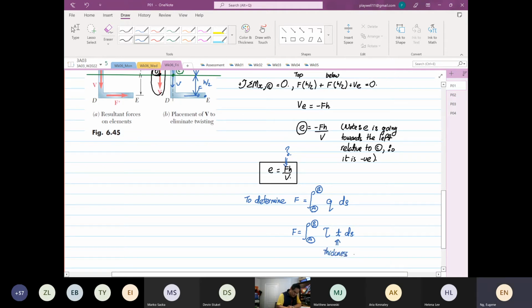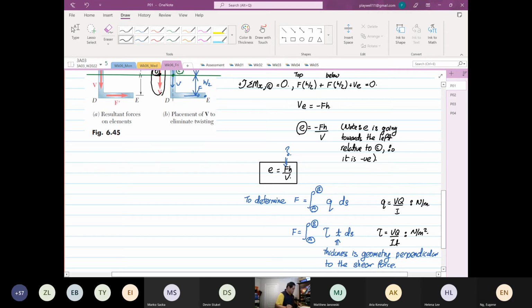Again, the thickness over here is the geometry perpendicular to the shear force. Okay, and just to quickly remind you that q is equal to VQ over I. The units over here are Newton per meter, whereas the shear stress is equal to VQ over It, and the units are Newton per meter squared.